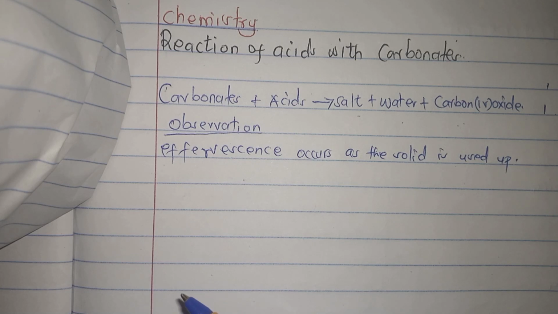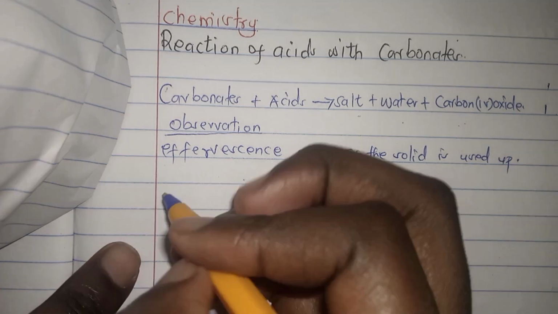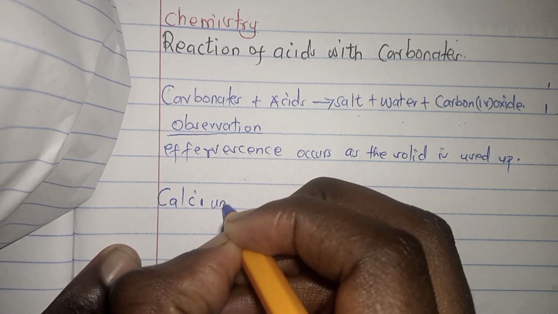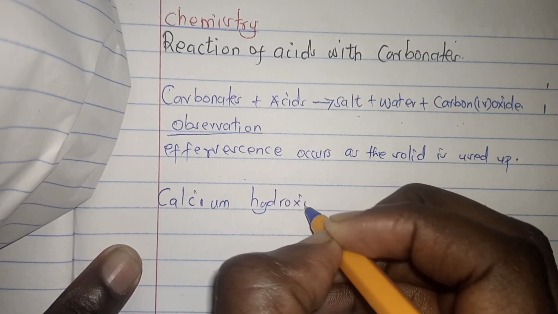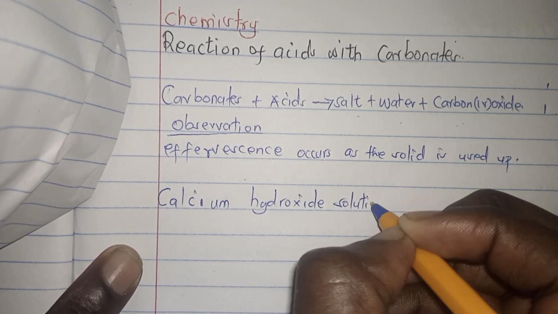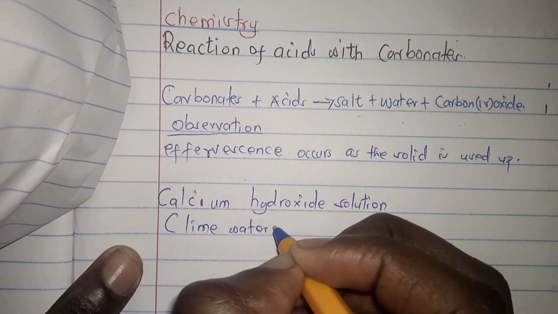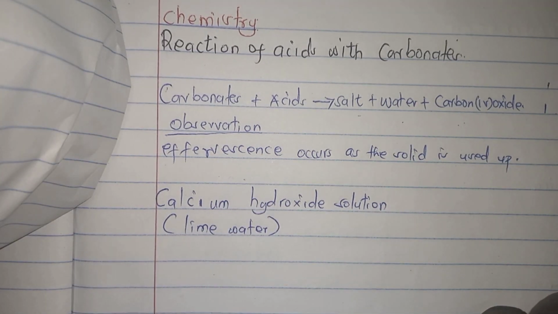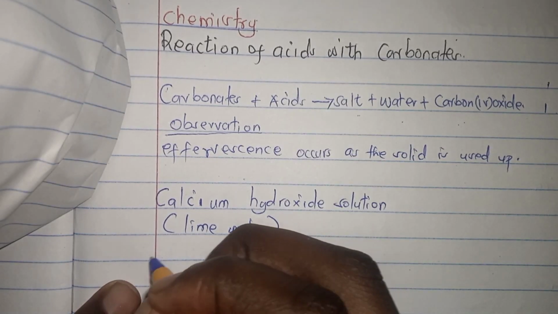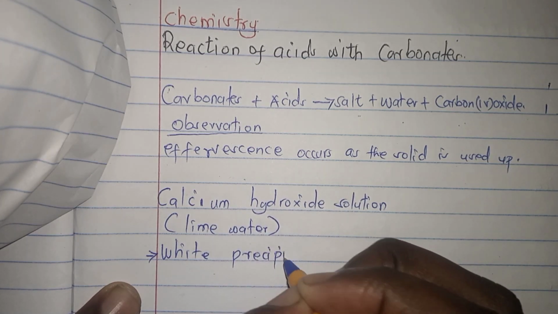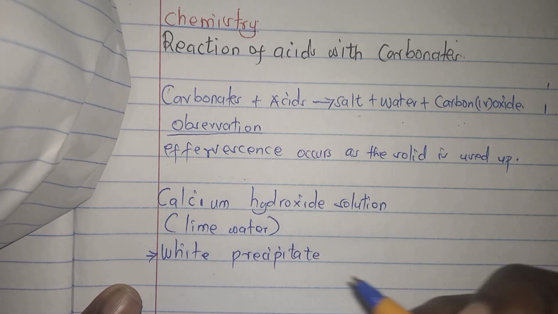When carbon dioxide is bubbled through calcium hydroxide, remember calcium hydroxide is a base. Calcium hydroxide solution is also known as lime water. So when this gas is bubbled through this solution, calcium hydroxide solution, or in brackets lime water, a white precipitate is formed. So our observation, we might see a white precipitate.